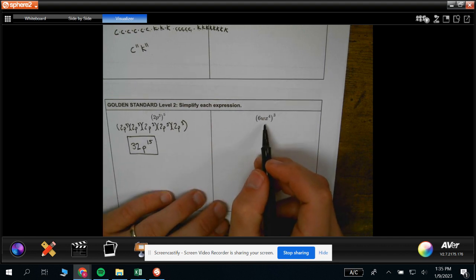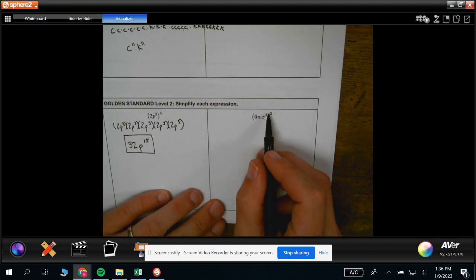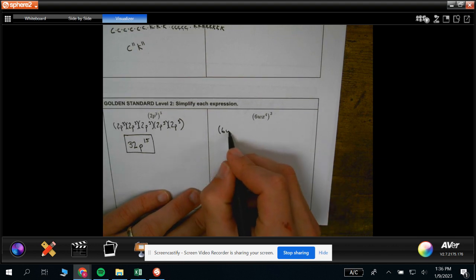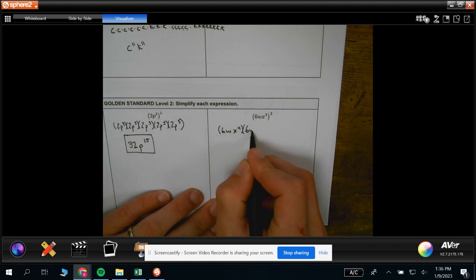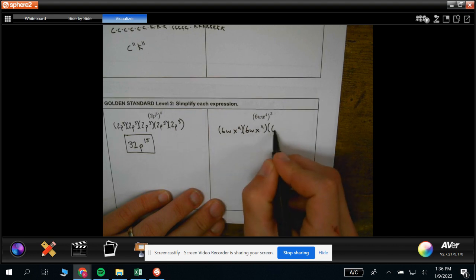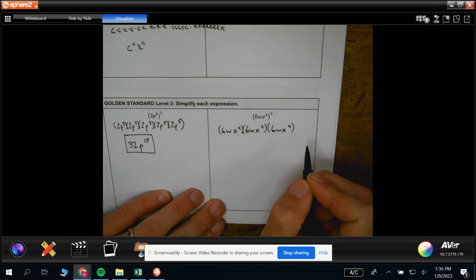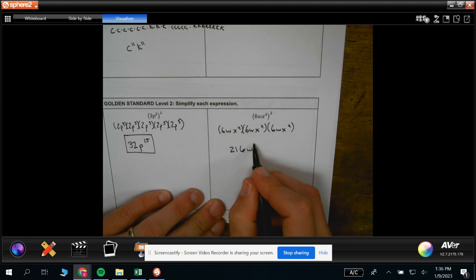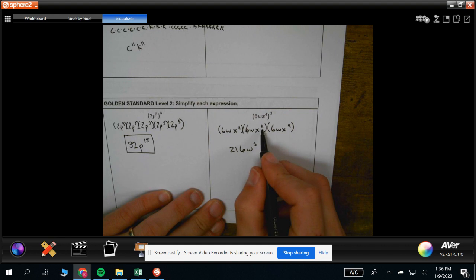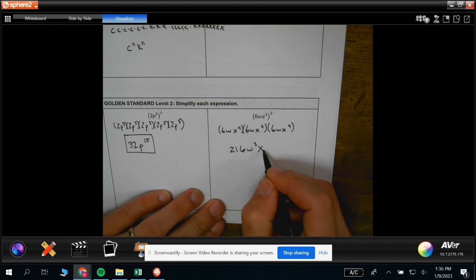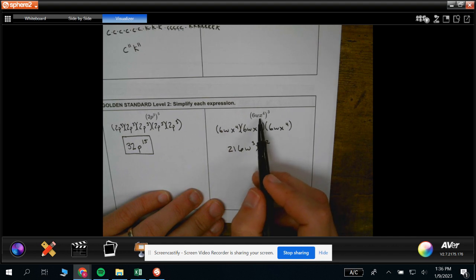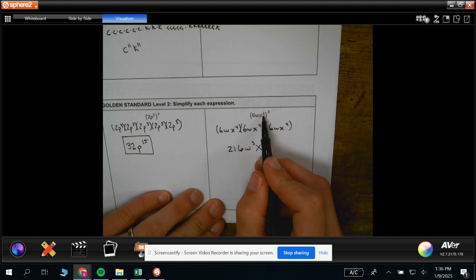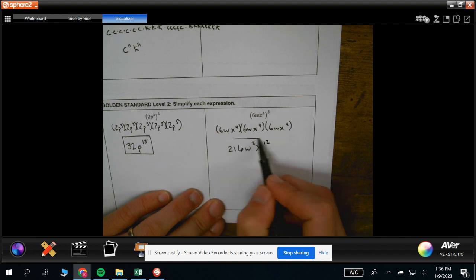Same idea over here on this one. 6wx to the 4th power, all raised to the 3rd power. That looks like this: 6wx to the 4th times 6wx to the 4th times 6wx to the 4th. 6 times 6 times 6 is 216. w times w times w is w cubed. x to the 4th times x to the 4th is x to the 8th, times x to the 4th is x to the 12th. Looking back at our original problem, we could have seen w cubed is w cubed. x to the 4th cubed, multiply 4 times 3 to get 12.